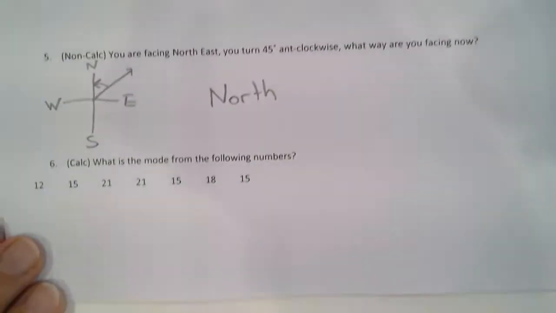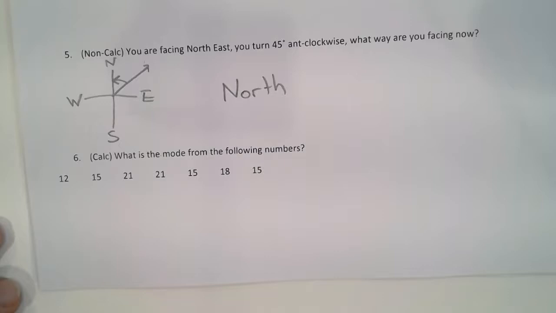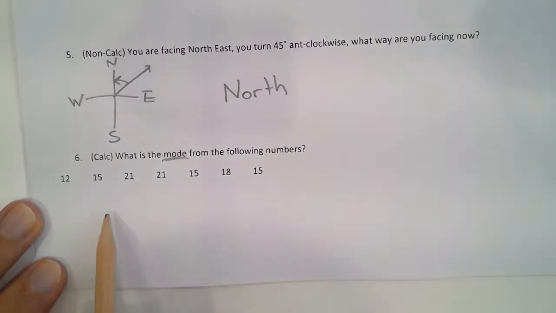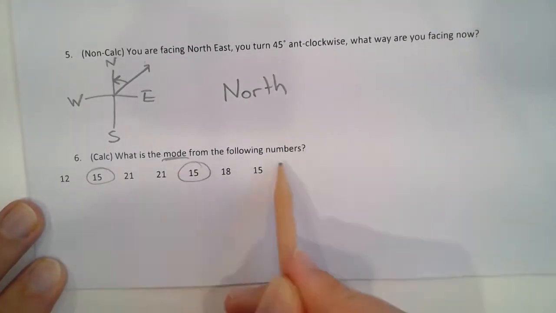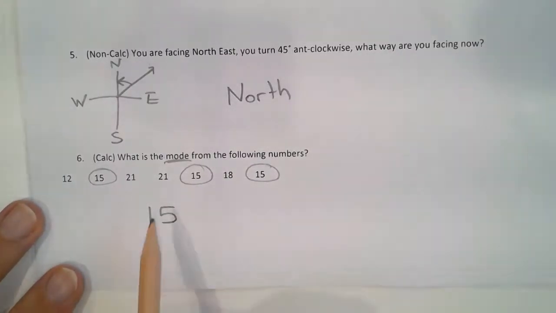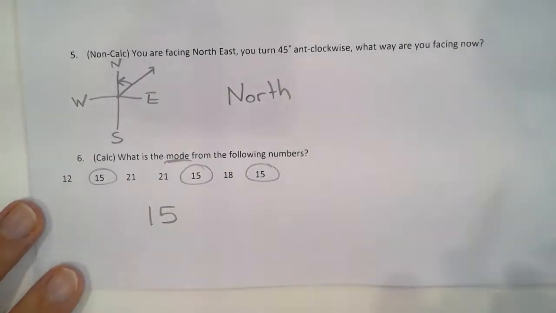Number 6. What is the mode from the following numbers? Now, mode means the most common. So there are 3 15s. The mode is 15. And again, write down the answer. Don't just circle the question.